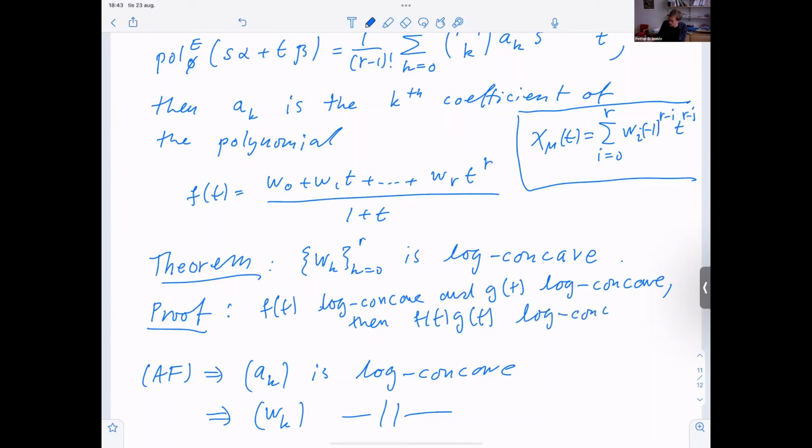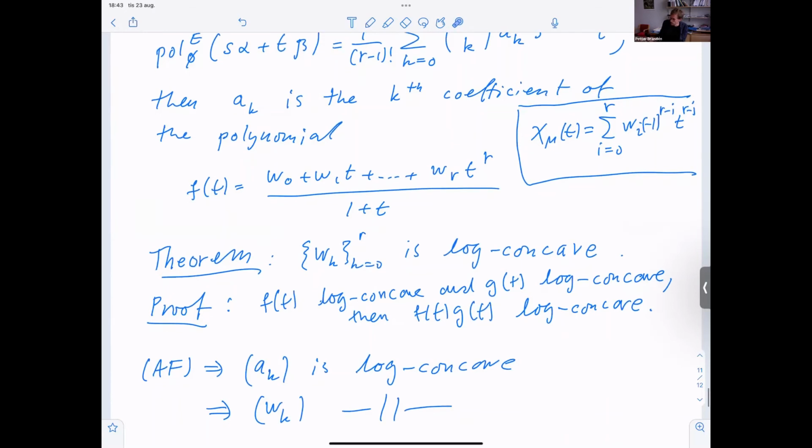I guess you also need that it has no internal zeros, but these do not. This is a classical result. So if we multiply this polynomial, f of t, times 1 plus t, and 1 plus t has log concave coefficients too, this tells us that this polynomial indeed has log concave coefficients.